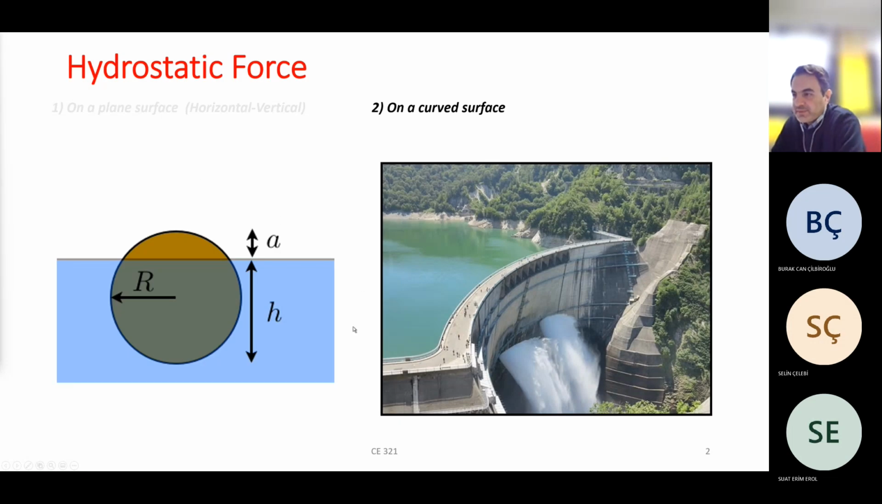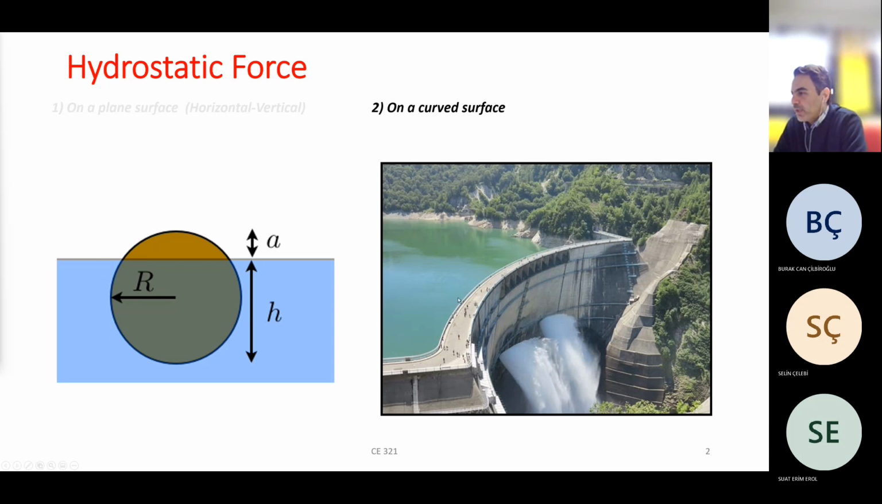Yeah, in the previous lecture, as I told, we saw how we can calculate the resultant force acting on plane surfaces, and those surfaces were either horizontal or vertical, submerged in a body of water. In this lecture, we are going to see how we can calculate the resultant force acting on a curved surface, like the surface of this ball or the surface of an arc dam. You see, this is an arc dam, and its surface has a curved shape.